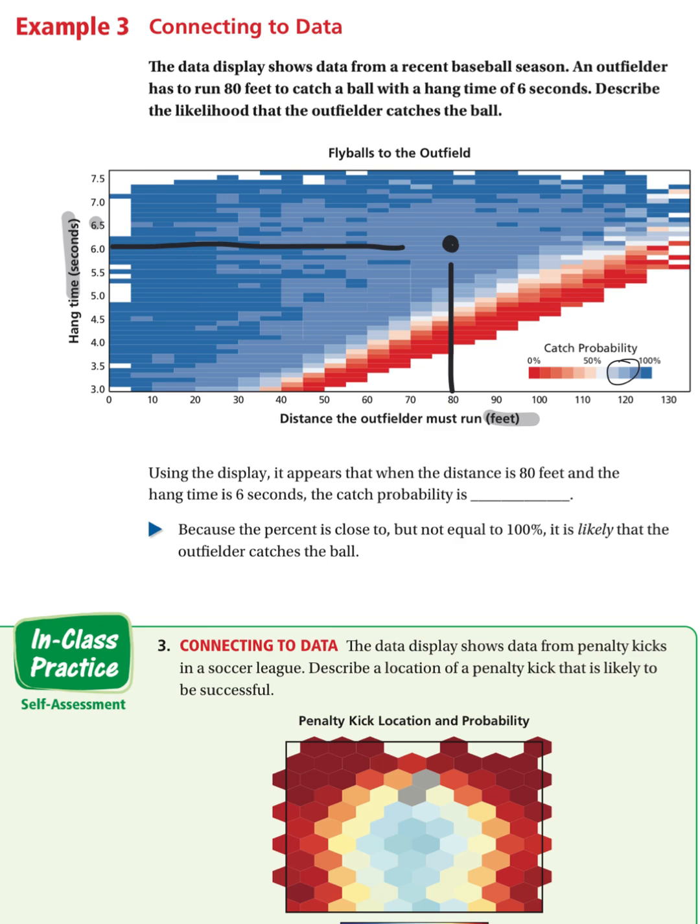So the catch is likely. Not 100%. So not certain, not equally likely, just likely. So because the percent is close to but not equal to 100%, it is likely that the outfielder catches the ball.